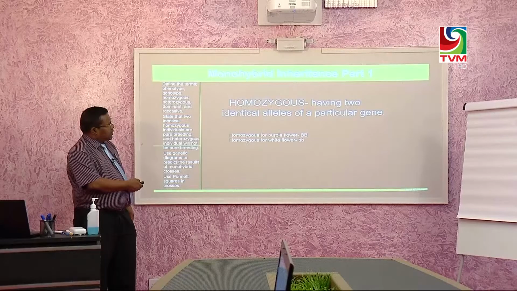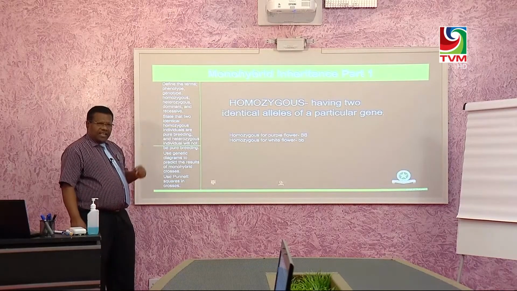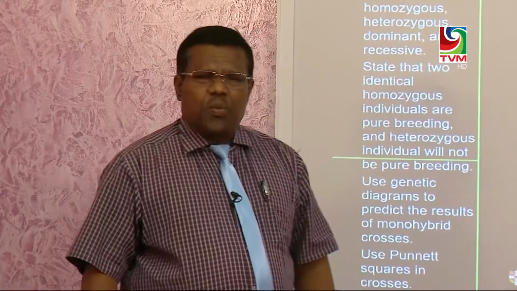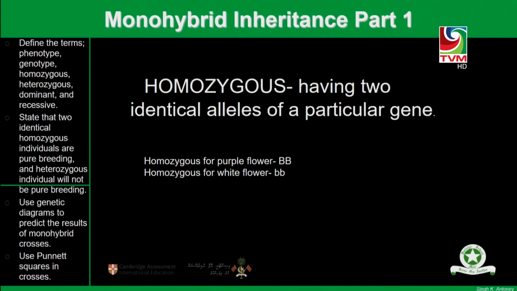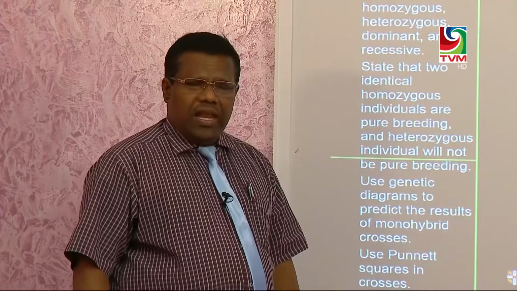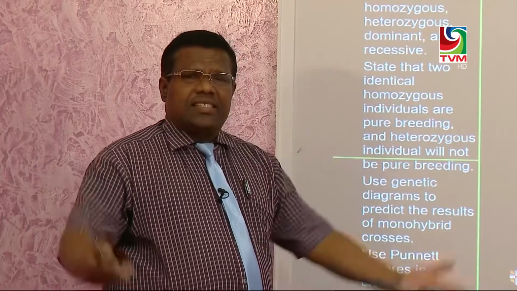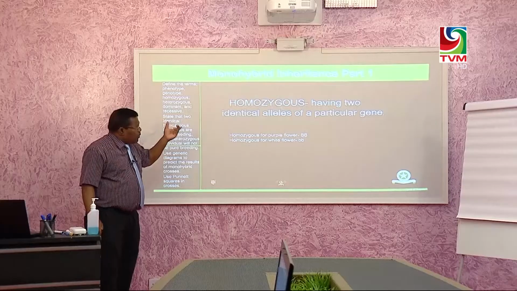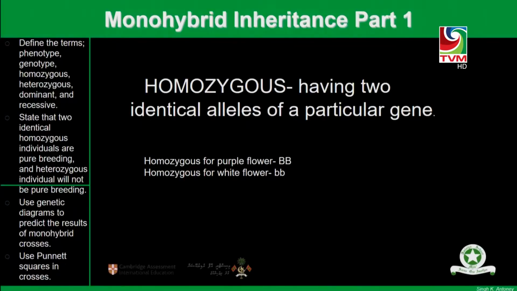And when we have seen the genotype, in certain cases we have represented two capital letters, sometimes two small letters. So we are introducing the term homozygous. Homo means same, zygous indicates zygote. You know that during fertilization, fusion of male and female gametes takes place. That means the alleles from both the parents are brought together. That is why we say homozygous. That means having two identical alleles of a particular gene.